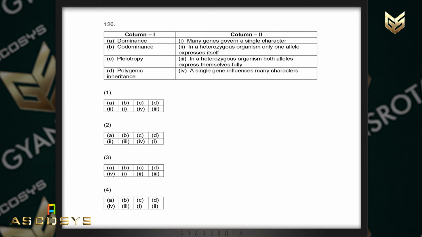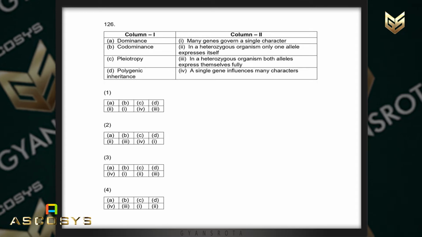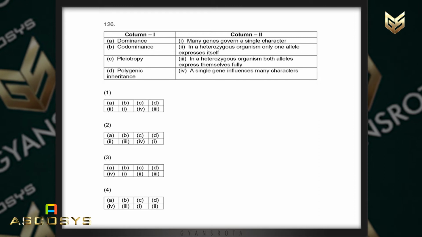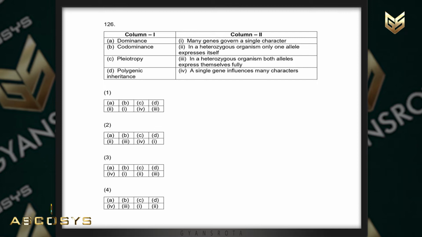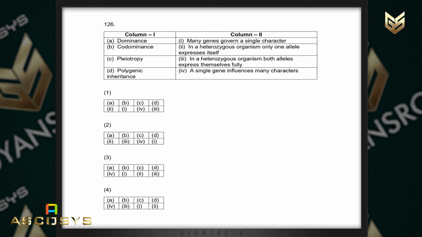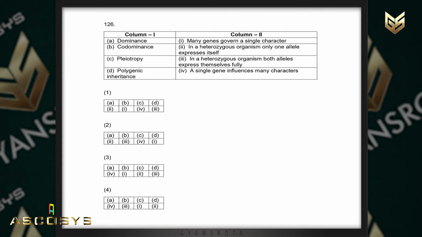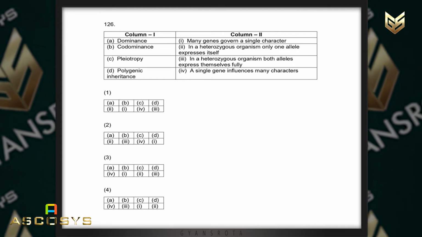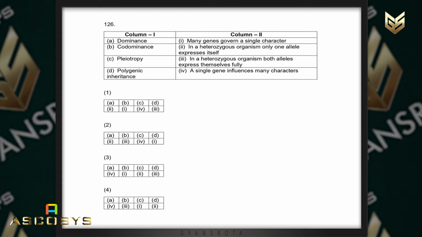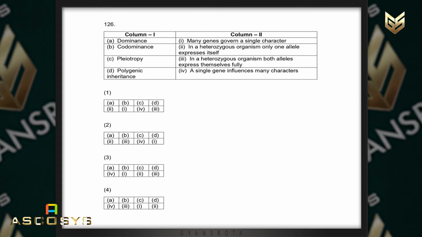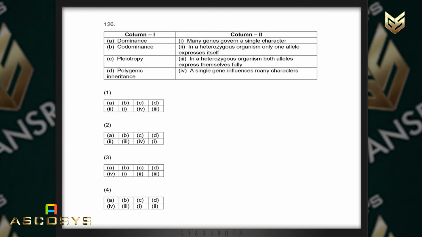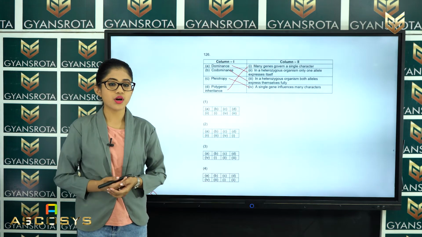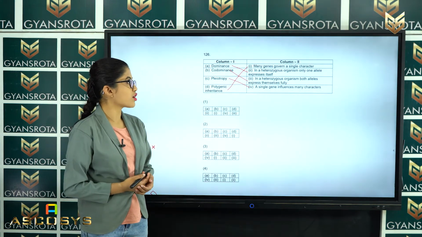In the column 1, all the names are given like dominance, codominance, pleiotropy, polygenic inheritance, and in the column 2, all their definitions are given. So, we have discussed all these terms, that is the dominance, codominance and the pleiotropy, and in fact the polygenic inheritance in the chapter Principles of Inheritance and Variation. So, now you have to match the column 1 with column 2 to know the correct answer from the given option. So, after matching the column 1 with column 2, we have got these definitions of all these terms.